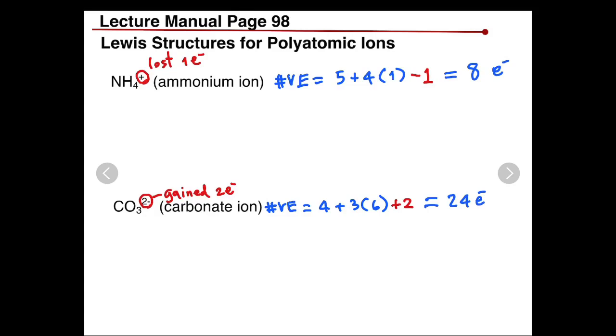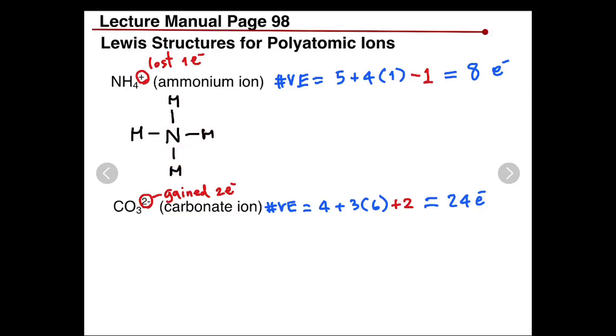What we're going to do next is similar to what we did in the previous slide. You are going to write out the skeleton. In this case, we have 4 hydrogens, so I'm going to write out the hydrogens surrounding nitrogen. If you count the total number of electrons already spent here, it would be 1, 2, 3, 4, 5, 6, 7, 8, because each of those single bonds contains 2 shared electrons.